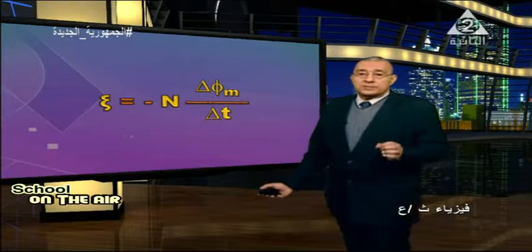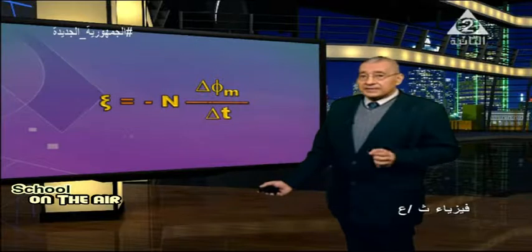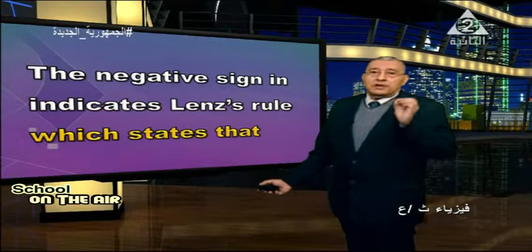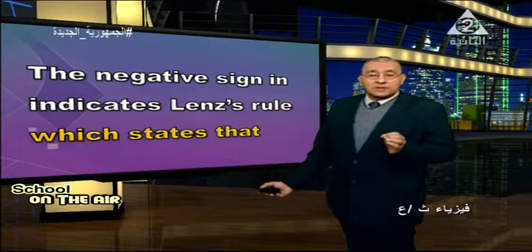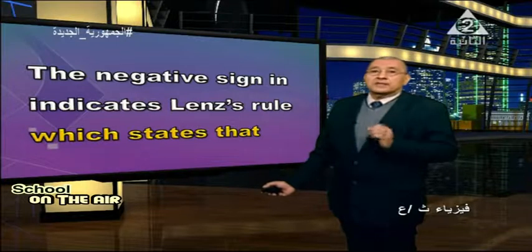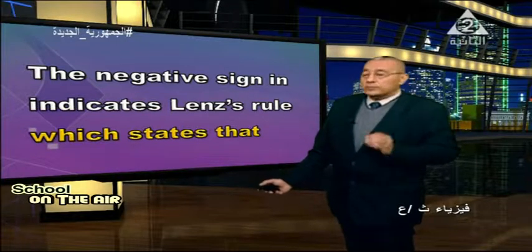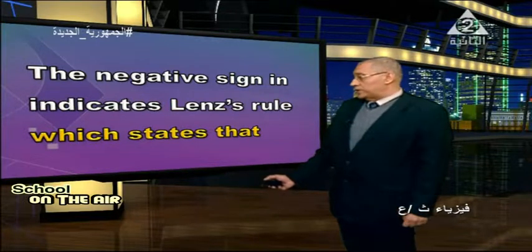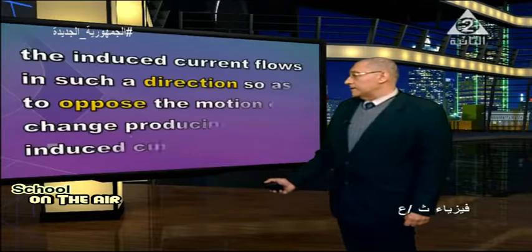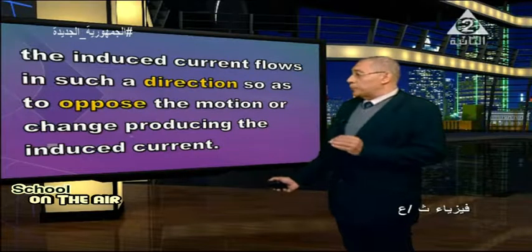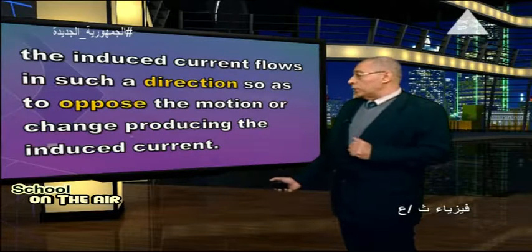It refers to Lenz's rule, which states the direction of the induced current must be in a way such as to oppose the change producing the current, such as to oppose the motion. So the negative sign indicates Lenz's rule, which states that the induced current flows in such a direction so as to oppose the motion, or change producing the induced current.